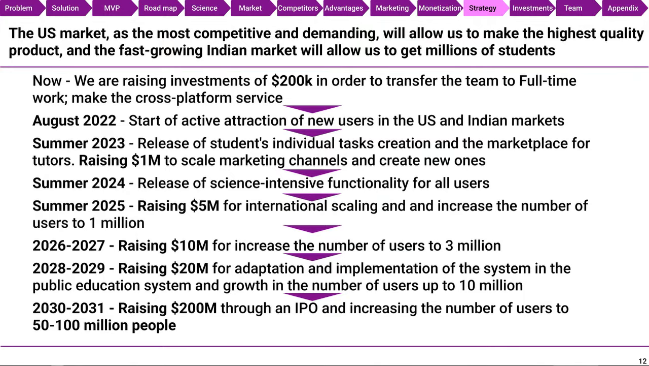For example, this is what the development strategy of the SubSchool project looks like. The specific feature of this slide is that the plan is shown through the planned attraction of users. Now that we have figured out the business roadmap.